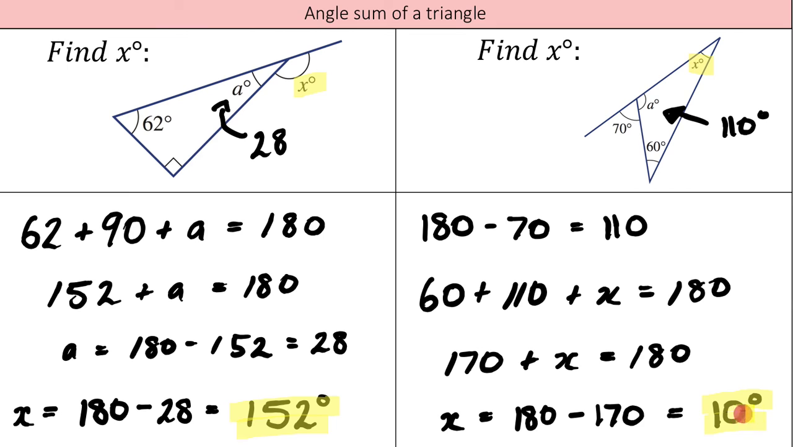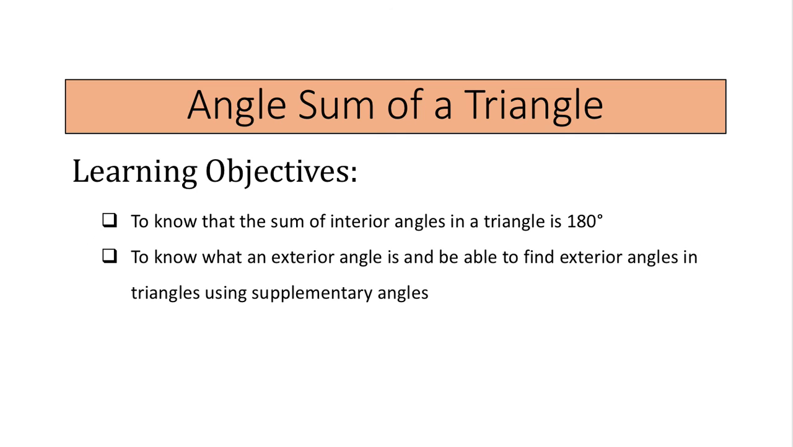Okay, so with that, we have covered everything we needed to in this lesson. We have covered two big ideas. The first was knowing that the angle sum of a triangle is 180 degrees. And then we learned about exterior angles, and how to use something called supplementary angles. I didn't actually use that word. Supplementary just means it adds up to 180.